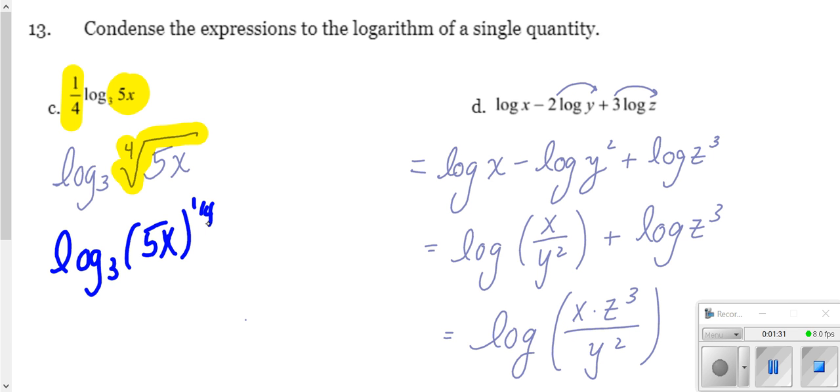In D, notice that I'm working from left to right. There weren't any parentheses. So this subtraction becomes the division statement when I still have this addition. And then this expression, the x over y squared, is going to be multiplied by the z to the third. So just keep things kind of organized. Don't try to do too much in one step.